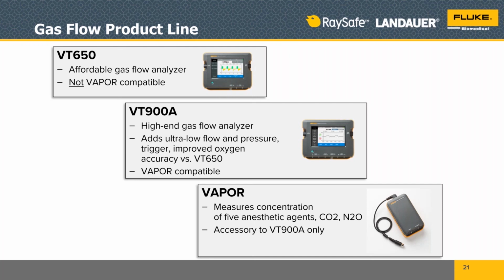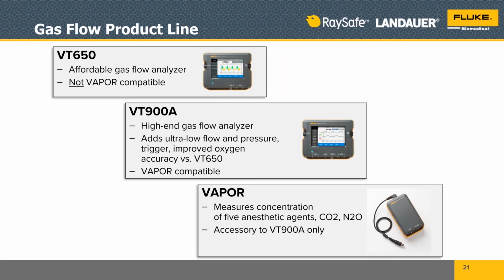But for the anesthesia delivery system, we want to focus on the VT900A. One, it's compatible with our vaporizer tester, vapor at the bottom, but it adds that ultra-low flow and ultra-low pressure to meet the needs of the anesthesia delivery system. So you can truly test everything because ranges, resolution, and accuracy are all very important. So that's going to give you that. On top of that, it gives you an external trigger and some oxygen accuracy. So it's 1% instead of 2%. So again, it's just a better product that you're going to have increased confidence with and the ability to test the entire system.